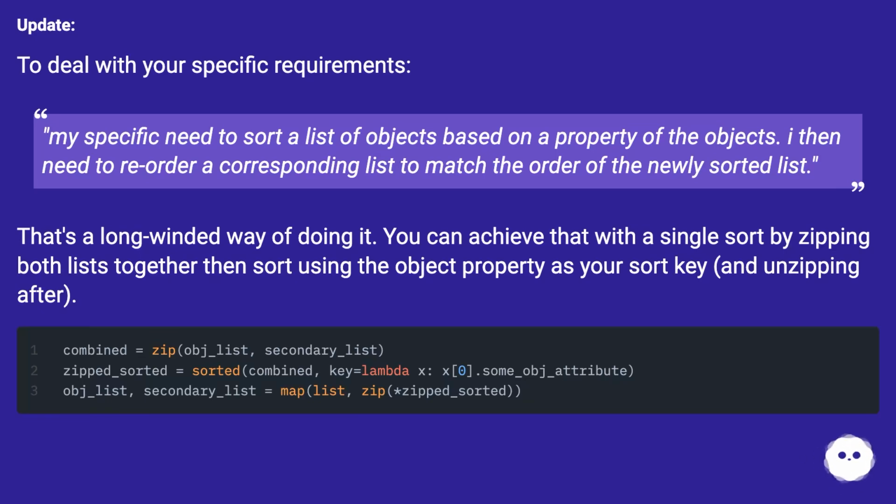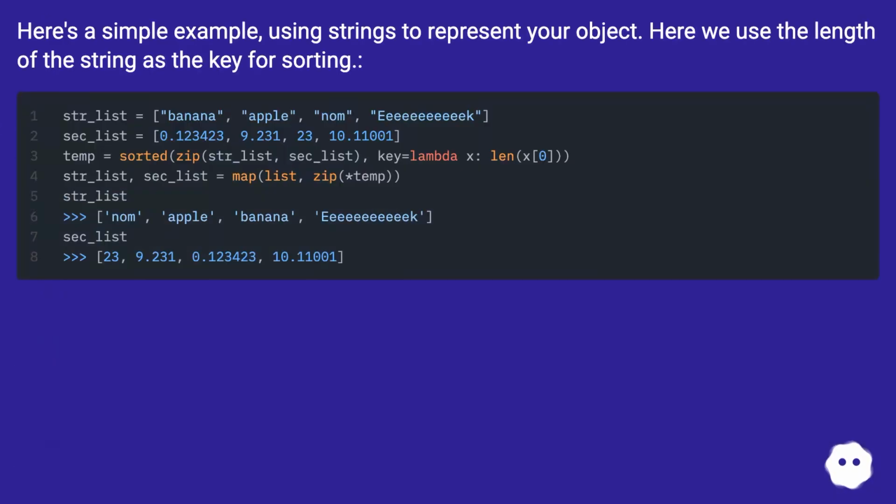You can achieve that with a single sort by zipping both lists together, then sort using the object property as your sort key, and unzipping after. Here's a simple example using strings to represent your object. Here we use the length of the string as the key for sorting.